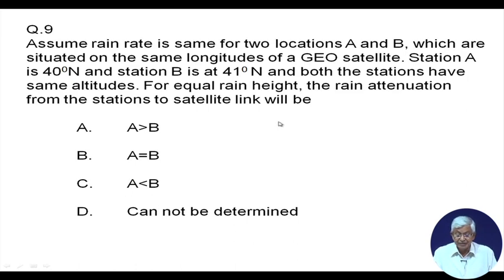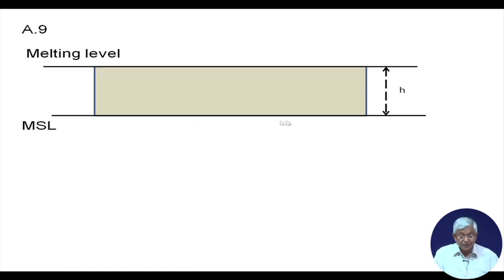So, let us look at these types of cases: you draw the picture. How does it look? Mean sea level, our stations will be at the mean sea level, and there is a rain height. Assume that it is stratiform rain at both the stations, the same amount of rain is happening, the height remains the same, and this is the melting level.